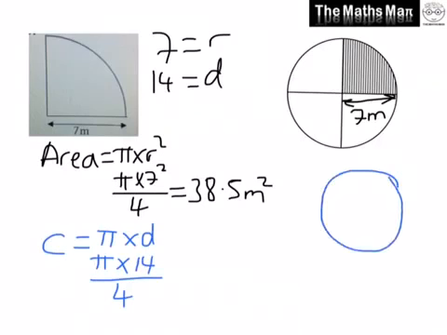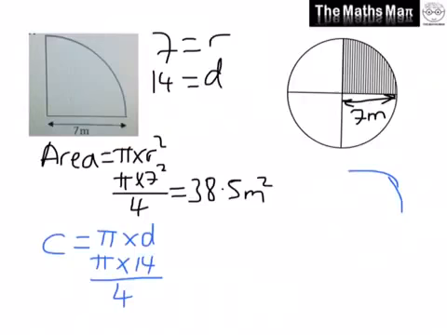So let's draw our full circle again. Pi times d gives us the whole circumference. However, what we have just done is we have divided by 4. That means we have in fact worked out a quarter of the circumference of a circle.